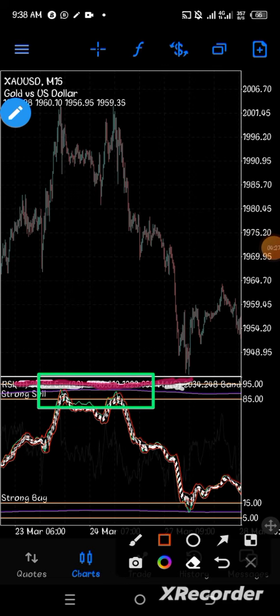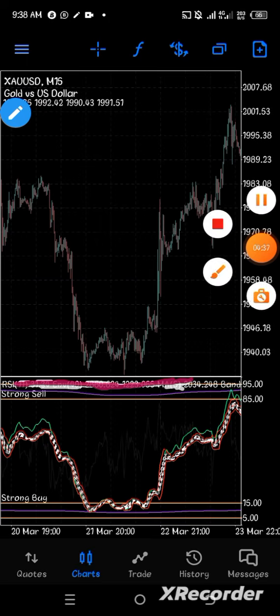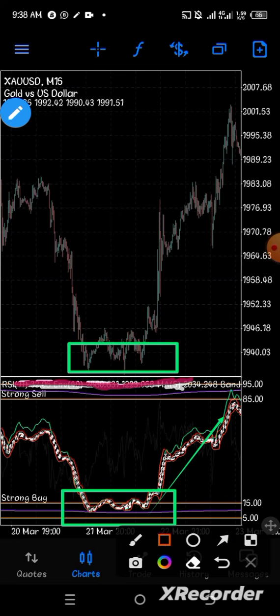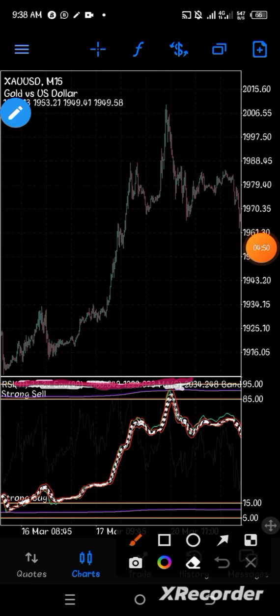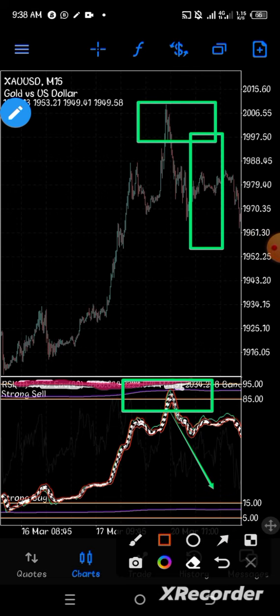Oversold level, overbought level, our market bounces back. Around this place, the market bounces back. Look at it here again. This is oversold level, the market bounces back up. As you can see, it's not a lagging indicator. This is overbought level, the market bounces back down. As you can see, the market bounces back down.